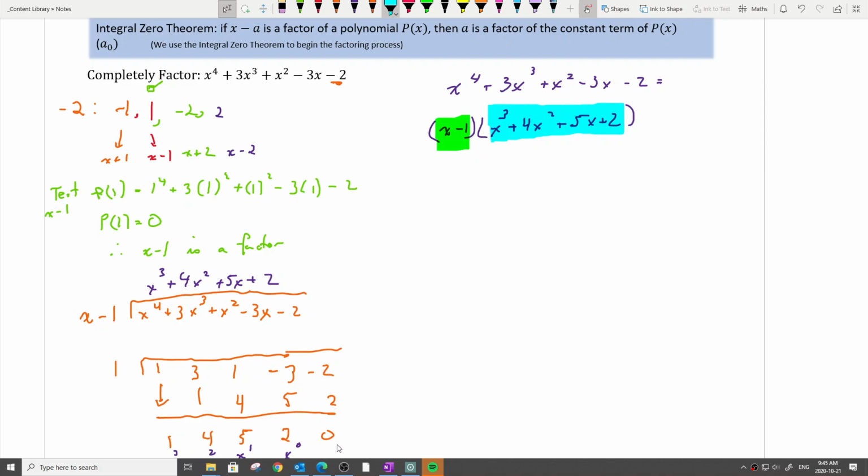This was my result. From this result, I know that this is my remainder. This is my constant term of my quotient. This is the x to the power of 1, or my x term. This is the x squared term. This is my x cubed term. So the quotient of this division is x cubed plus 4x squared plus 5x plus 2. So in other words, I can take this big long polynomial and break it up into x minus 1 times this cubic polynomial.